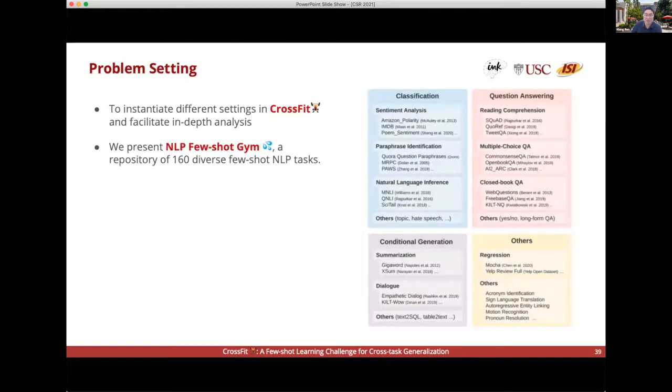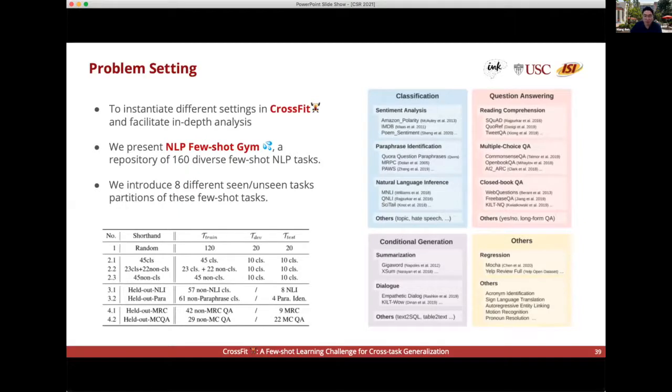So the interesting contribution of CrossFit is that we look at a pretty comprehensive range of tasks and create a task ontology for them. We consider 160 data sets, and these data sets are organized into a 3-level hierarchy. Reading comprehension has a bunch of data sets, and multi-choice QA has a bunch of data sets. All of these QA data sets belong to their parent node, which is the QA node. In contrast, you have classification and conditional generation and other tasks altogether.